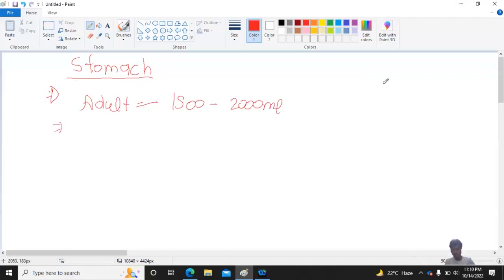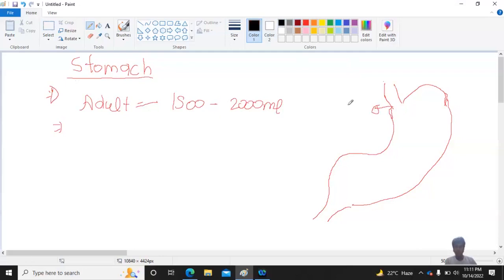So first it is like this. This is one end, and this is the big fundus region, and now this is the dome. So this is the stomach. This is the cardiac end and this is the pyloric end.